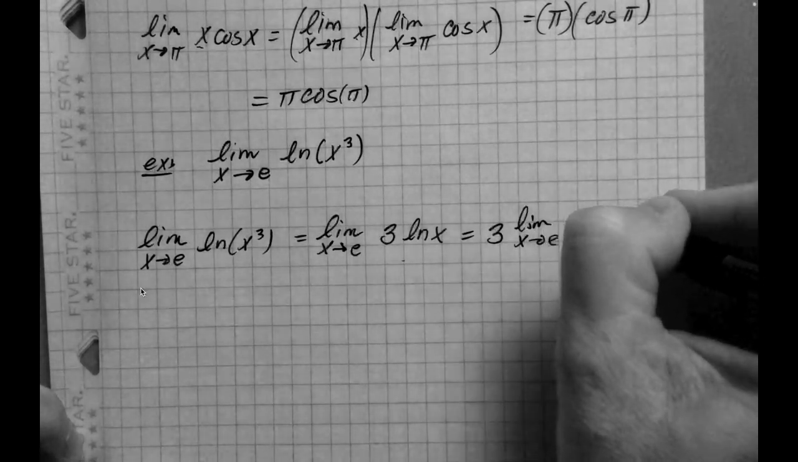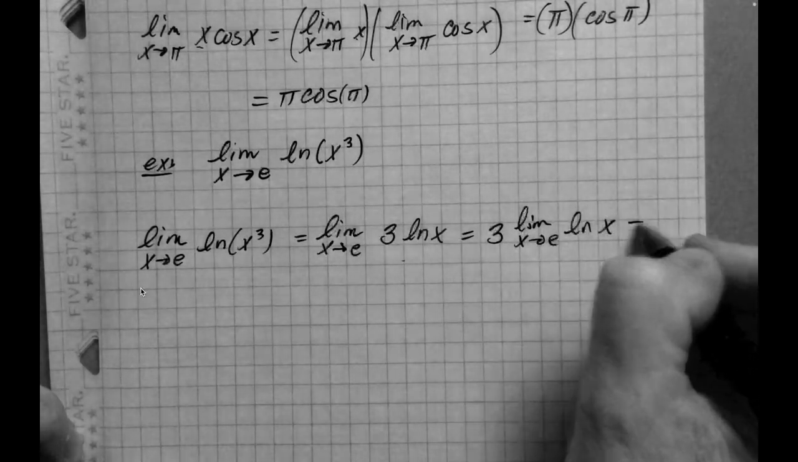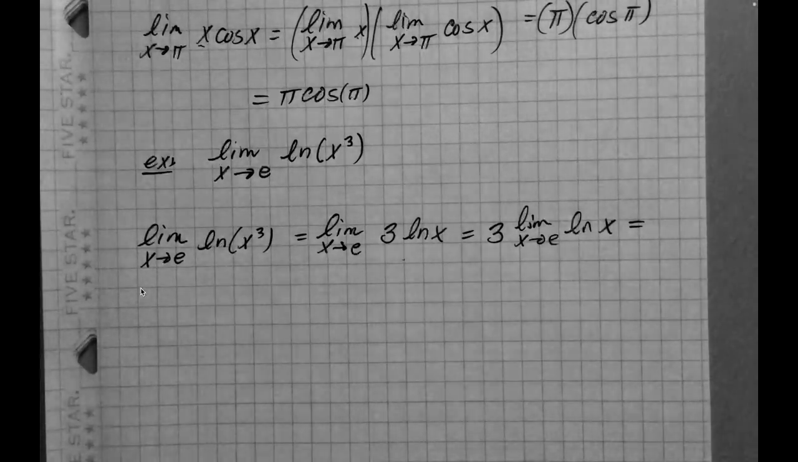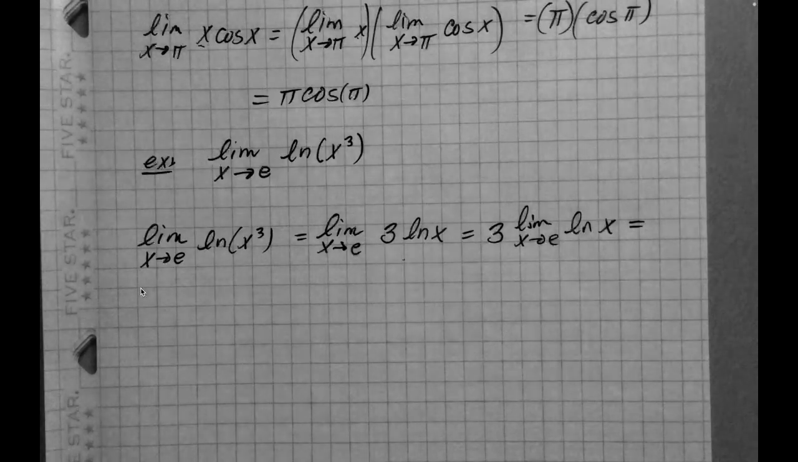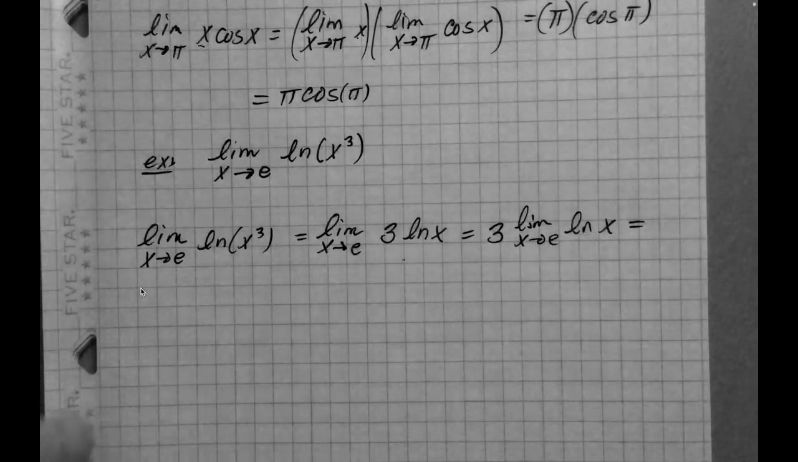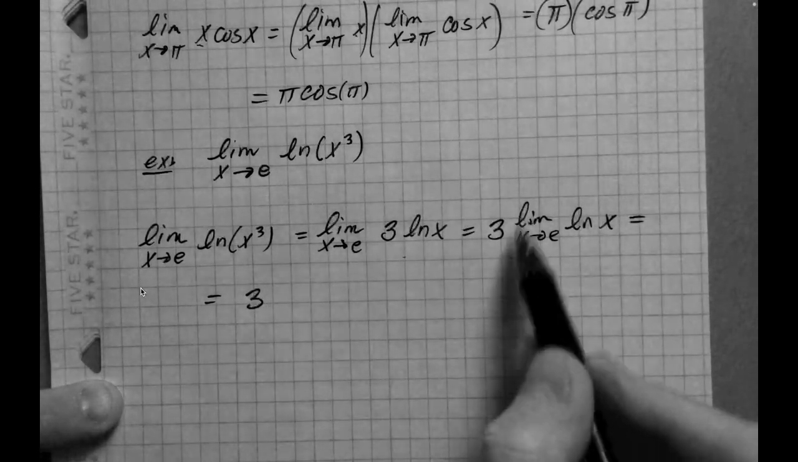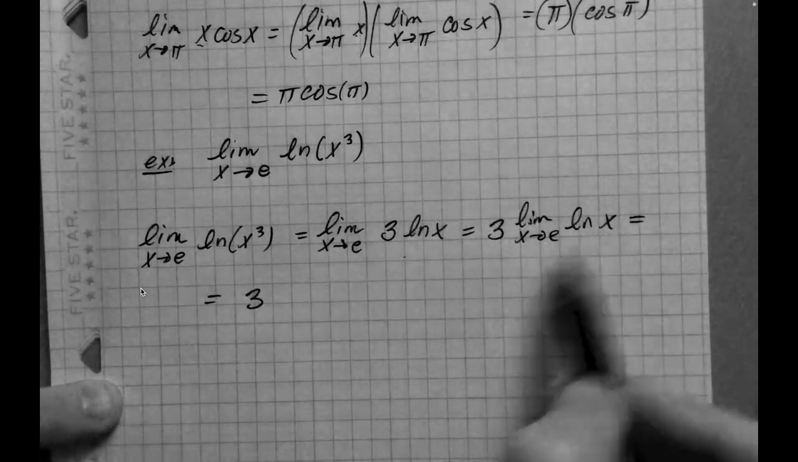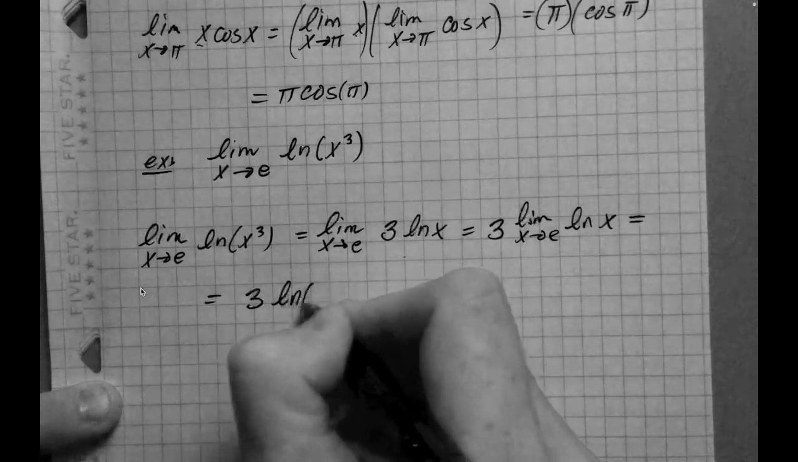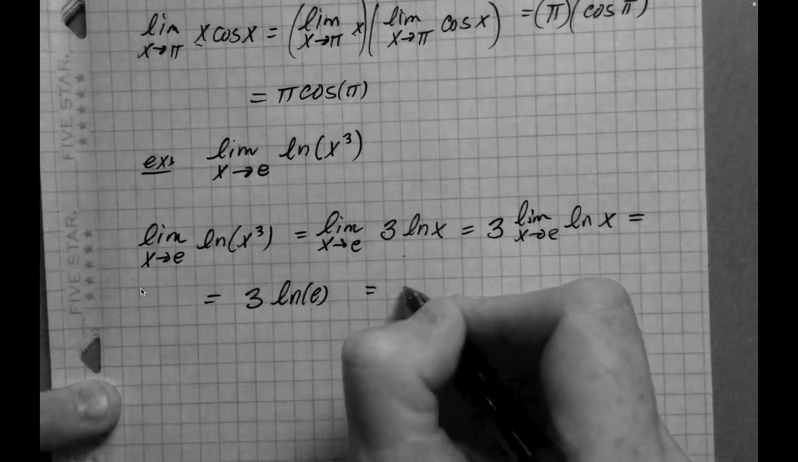And you get this. And we know, we just talked about what the limit of the natural log function is, right? And so we know that this is going to be equal to 3 times the limit as x approaches e of natural log of x, which would be just the natural log of e, which is 1.